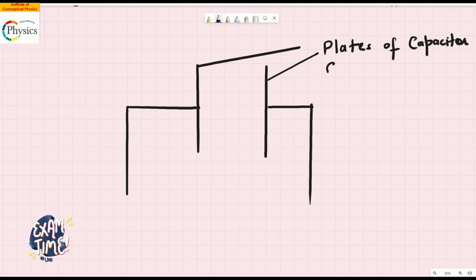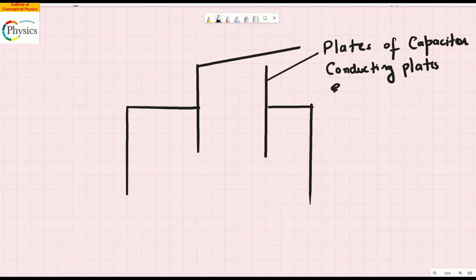What do they call it? Conducting plates. Some people also call them as the electrodes. Okay, the terminals like a battery, but just a name, electrodes of a capacitor. Okay, so these are the two. So plate number 1 and plate number 2, these are conducting plates. Remember, they allow the electricity to pass through them.